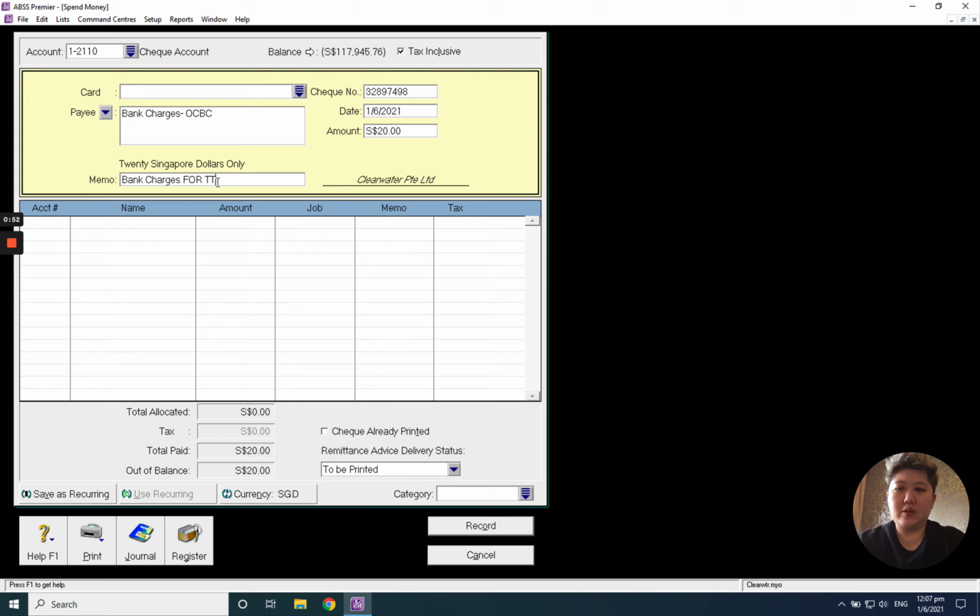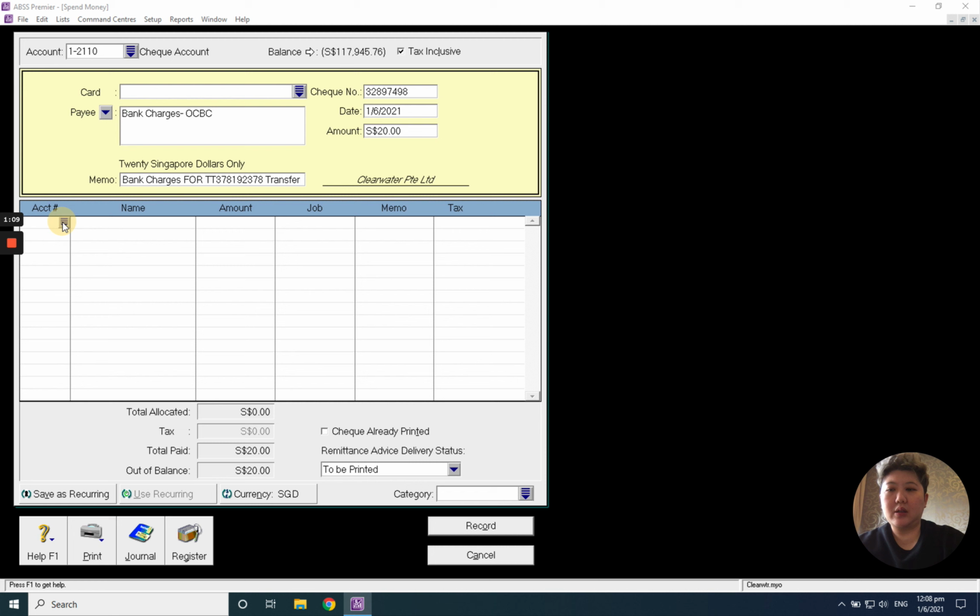for TT transfer. Okay, this memo will appear in your general ledger report.